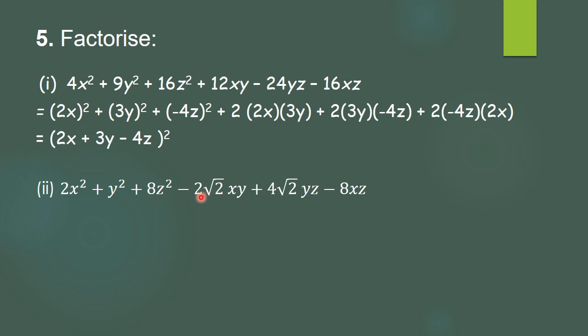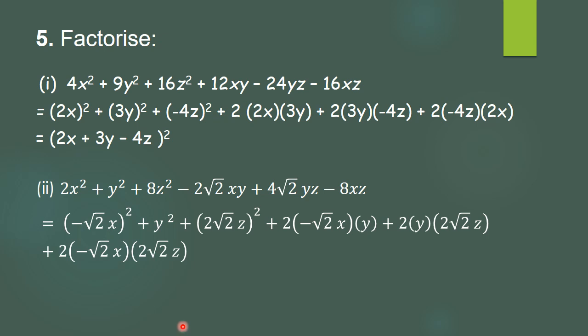Again, the same part which has 2 negative terms. These 2 are the negative terms. Which alphabet is common in this? X. It means you have to give the negative sign to the term associated with x. So here 2x square we will write as minus root 2x the whole square plus y square. 8 we can write as root 8. Root 8 is nothing but square root of 4 into 2, and root of 4 is 2, so it is written as 2 root 2 z the whole square, plus 2 into first term into second term.